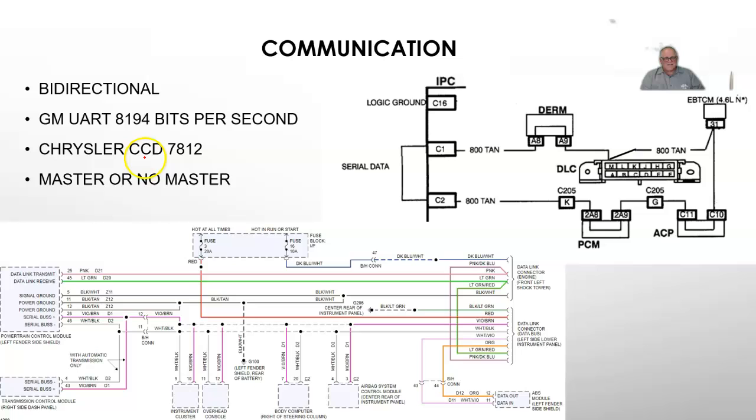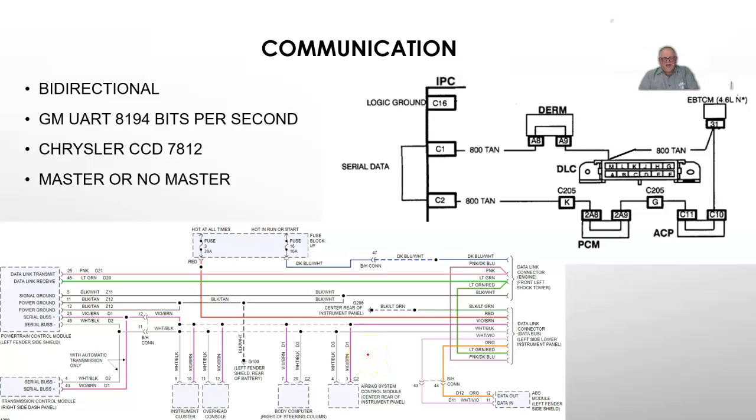Chrysler had their CCD, or Chrysler Collision Detection. They were 7812 bits per second for their baud rate, but they used 2 wires for communication. We're looking at this gray and lavender here. Here's our PCM. Down here was the transmission control module, and you see they're tied together. Instrument cluster, overhead console was another computer, body computer, airbag computer, and then coming over here was our diagnostic link. There's your computers connected up on there.